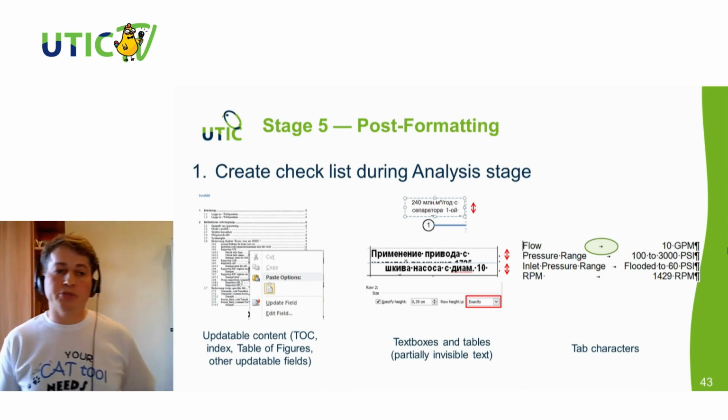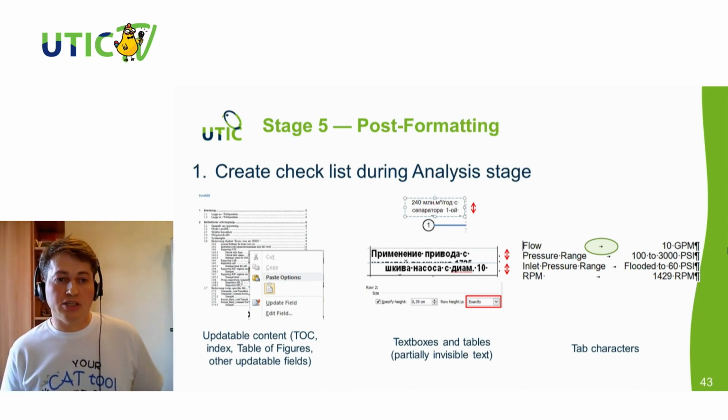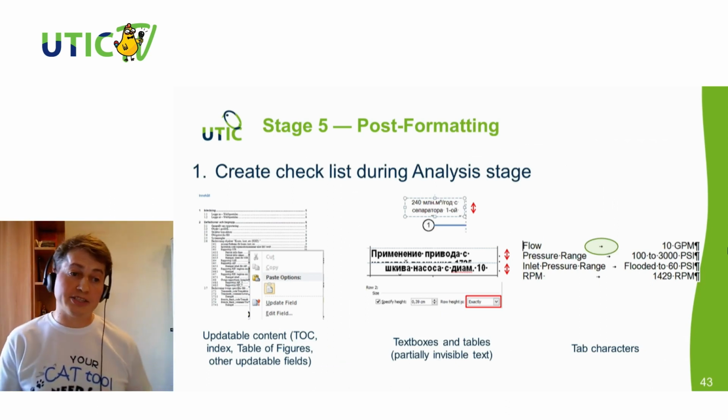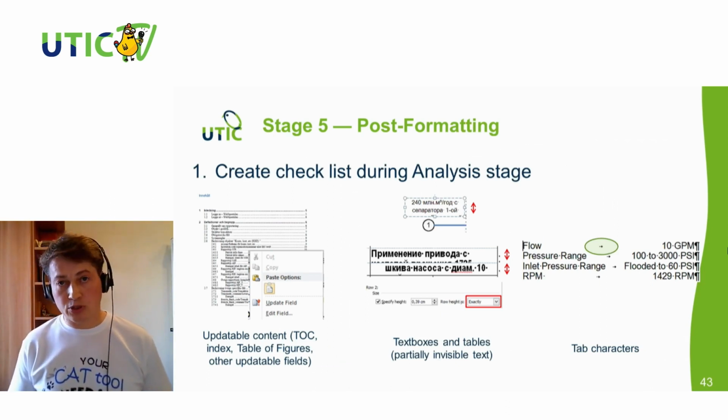Check whether the document contains tab characters used to create tables. Often, after the text expands, it will no longer look like a table. When you get to the post-formatting stage, use that checklist for manual review of the document.